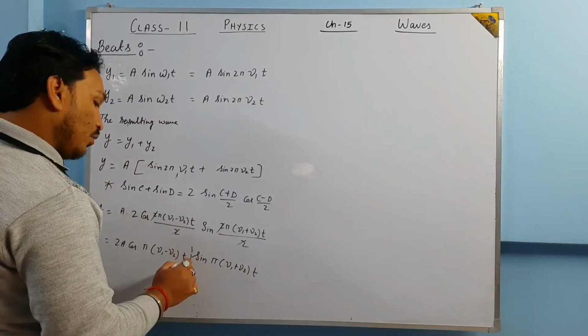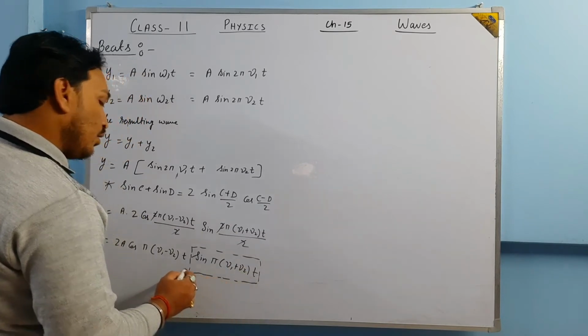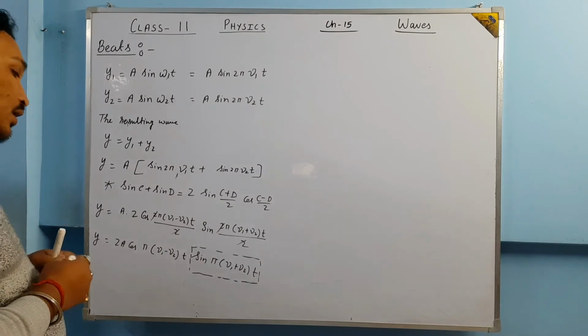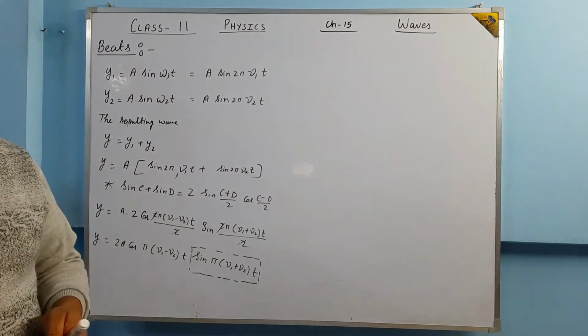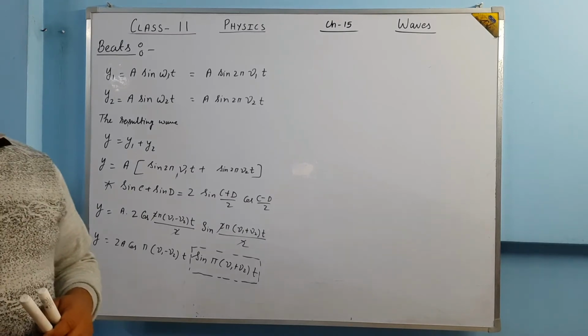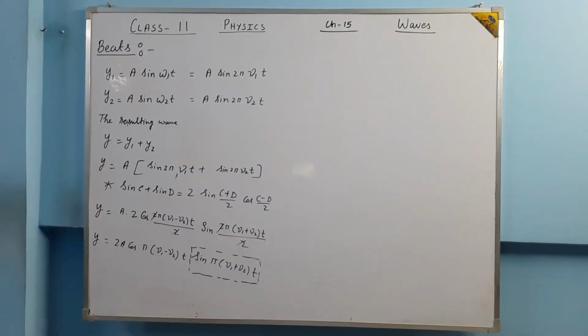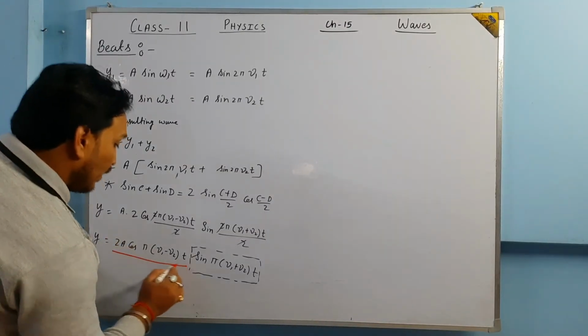So this particular part of the equation shows that the resulting wave has variation according to the sine theta. And this particular part of the equation is the amplitude.